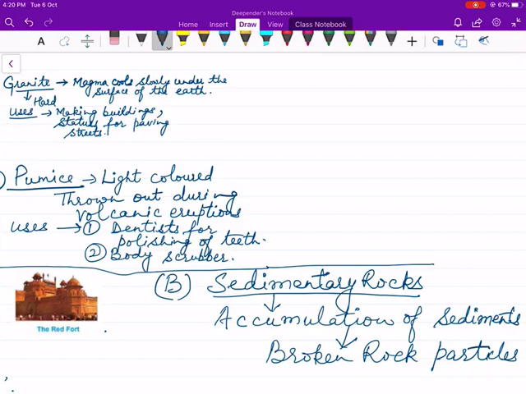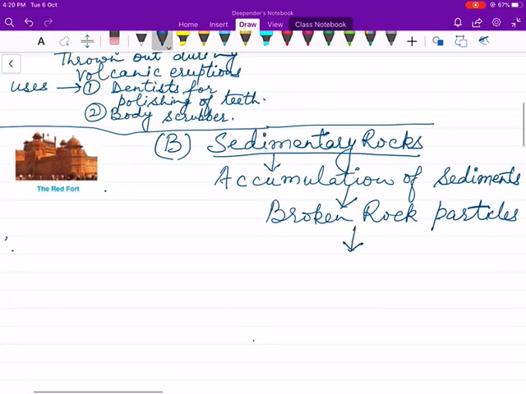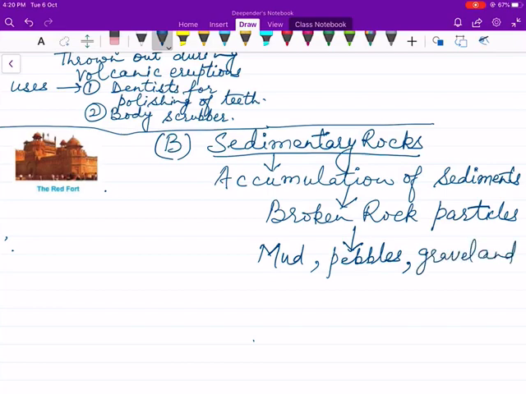They are brought down by streams and rivers in the form of mud, pebbles, gravel and sand. So they are deposited on the beds of rivers and oceans.